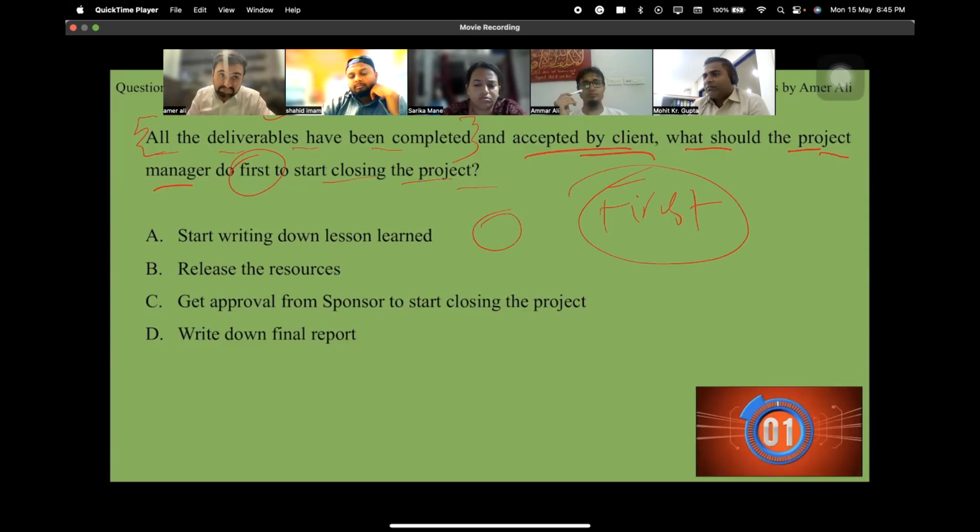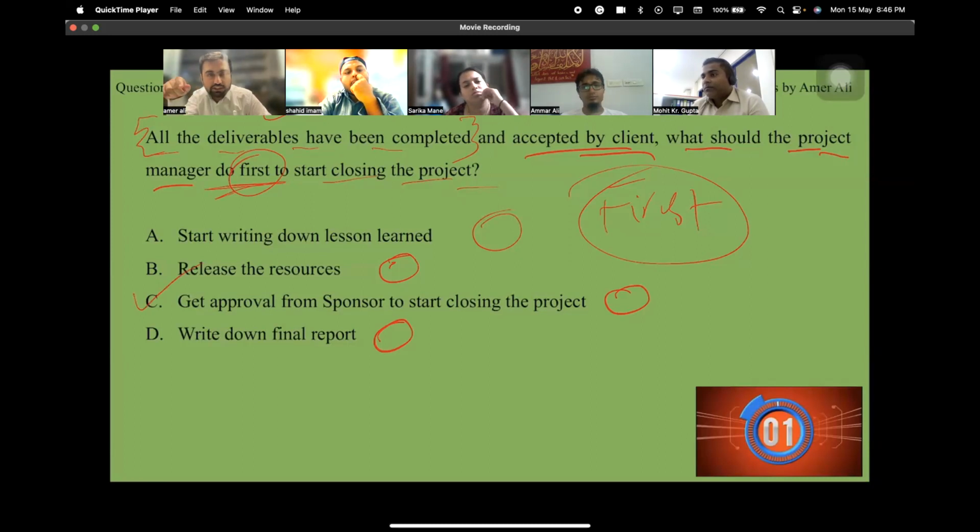Release the resources. Maybe get approval from the sponsor. That is the first thing you need to do. Unless the sponsor says you are ready to close, you cannot close. Write down final report also. Now here, all these things are what we do in the closing. But the question says first, among these, this is the first thing we do. So now in Excel, I can put as a lesson learned that the first thing that we do when closing is to get approval from the sponsor.